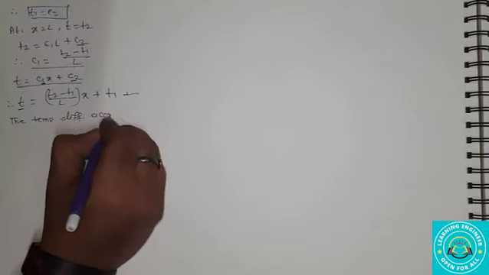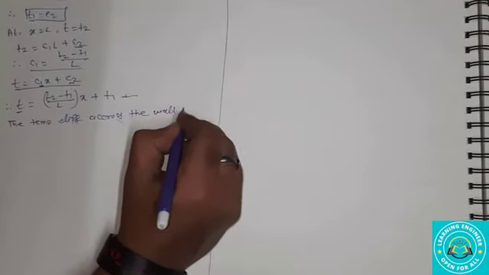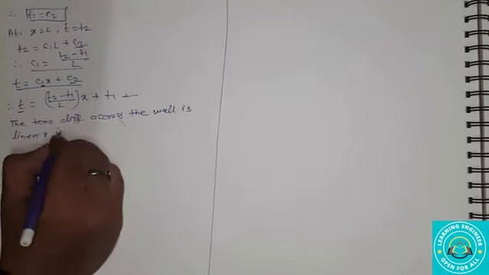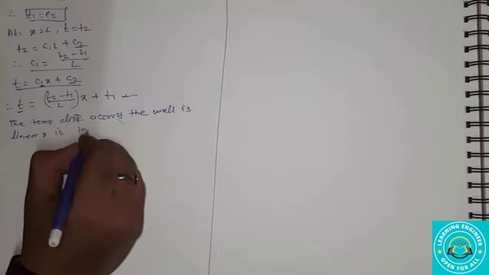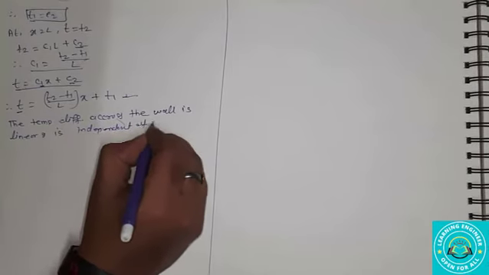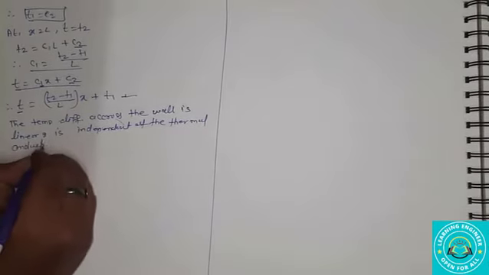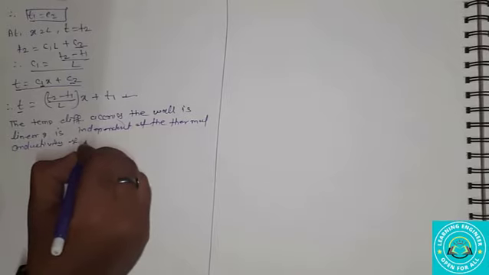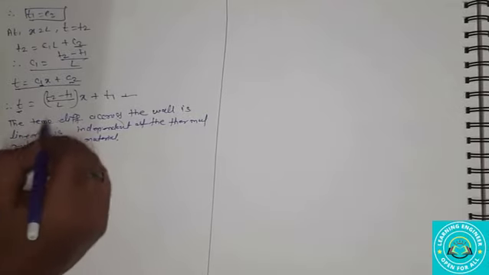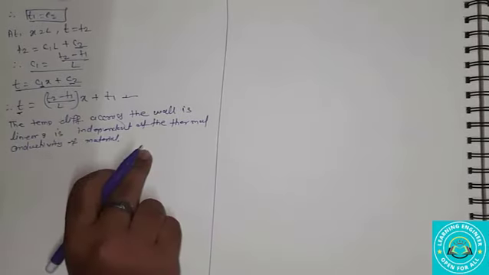difference across the wall is linear, and it is independent of the thermal conductivity of material. बिकॉज यहाँ पे हमारा k है ही नहीं, ओनली क्या है, टेम्परेचर डिफरेंस. द टेम्परेचर डिफरेंस अक्रॉस द वॉल इज अ लीनियर, इट इज इंडिपेंडेंट ऑन द थर्मल कंडक्टिविटी ऑफ मटेरियल.